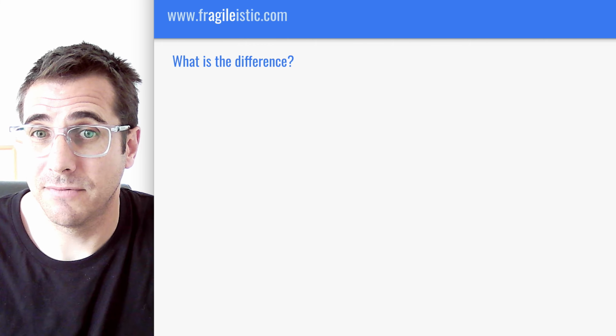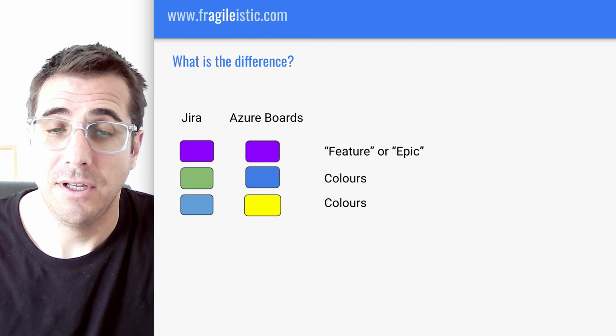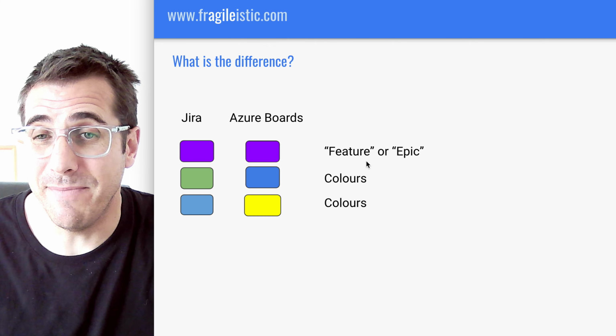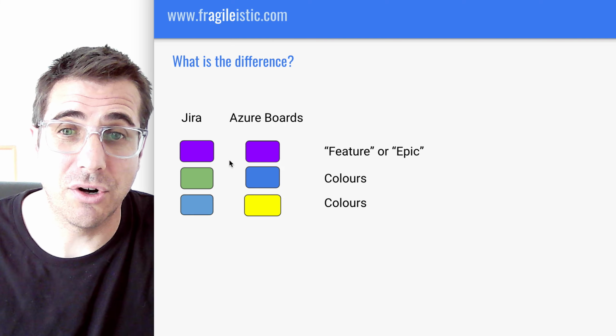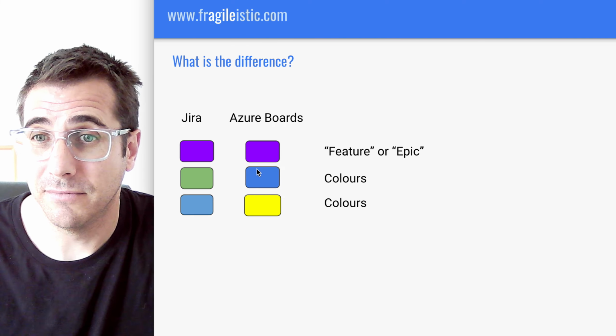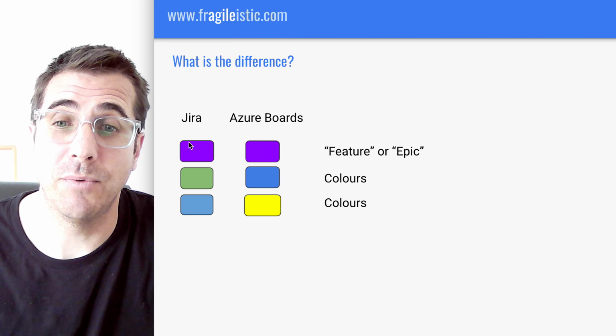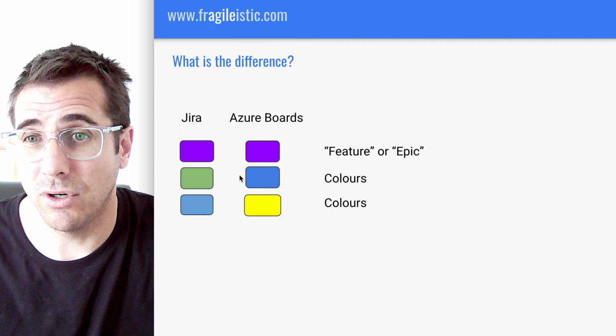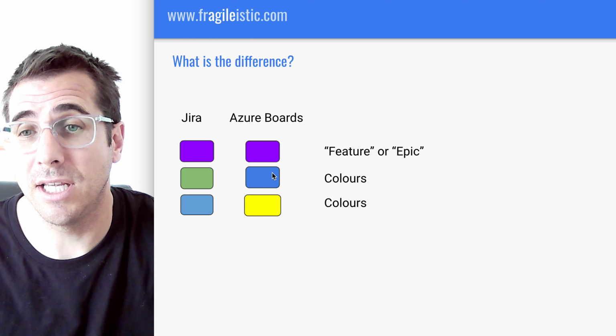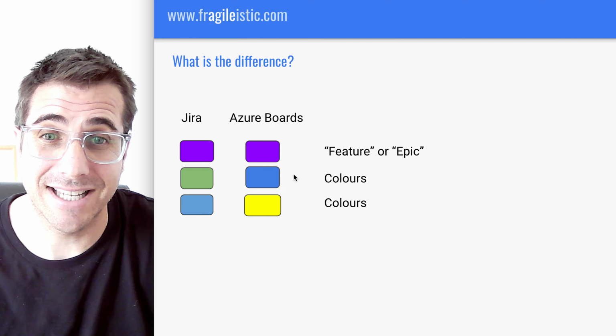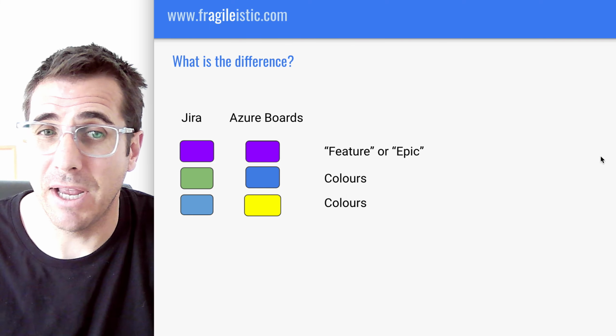So what is the difference? Well, there aren't many. Really, the naming convention is different. We have feature or epic at the top level, and the colors are different. You may have a difference between these two names as well. But as long as you're aligning with the size and the intention of your cards, your work items, your tickets, and you don't start trying to put tasks in at a feature size, then you're going to be able to use the system just fine.